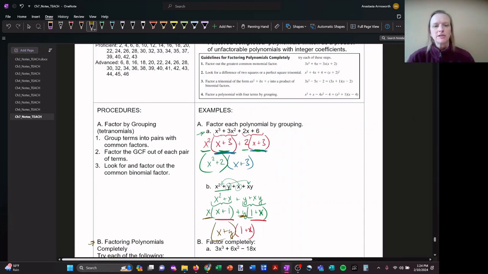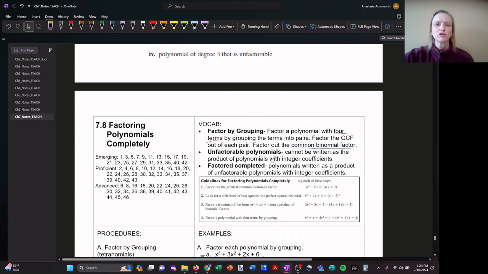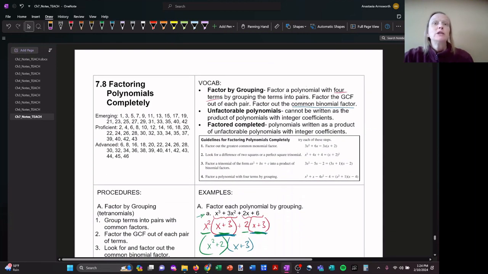Next thing we're going to learn how to do is how to factor polynomials completely. So let's look at what it means to factor completely. First, we need to know what unfactorable polynomials are. And unfactorable polynomials cannot be written as a multiplication problem of simpler polynomials, at least not with integer coefficients. We kind of want whole numbers here.